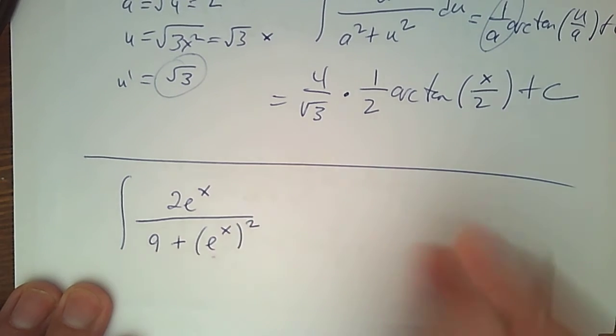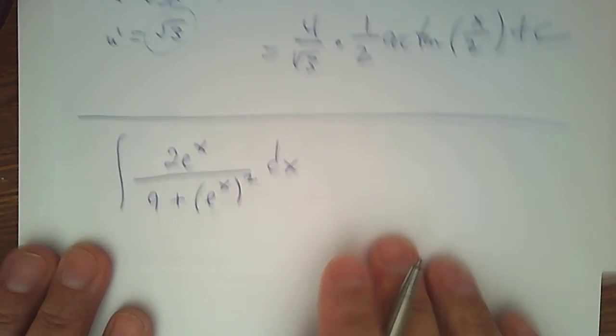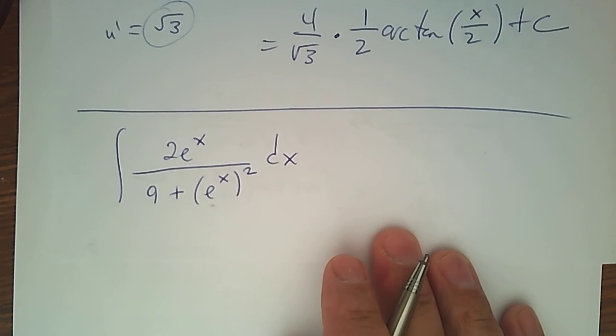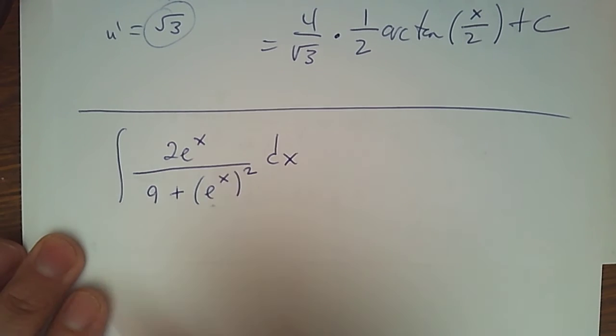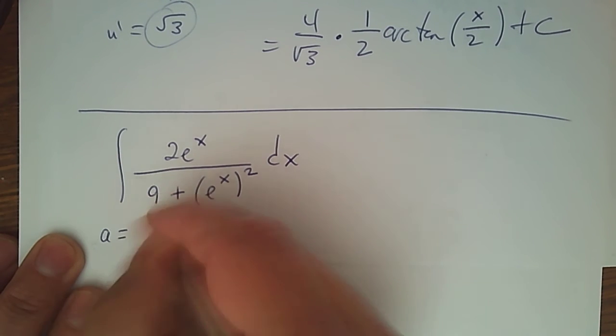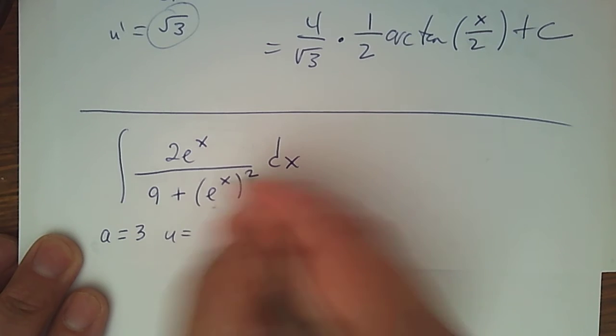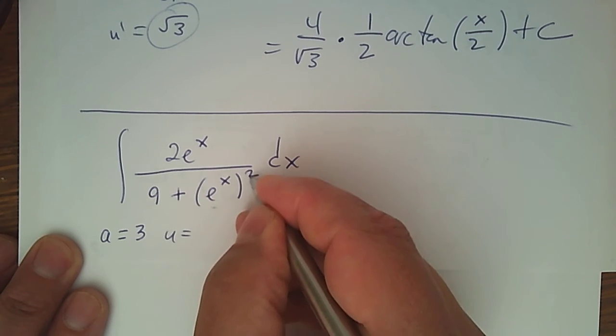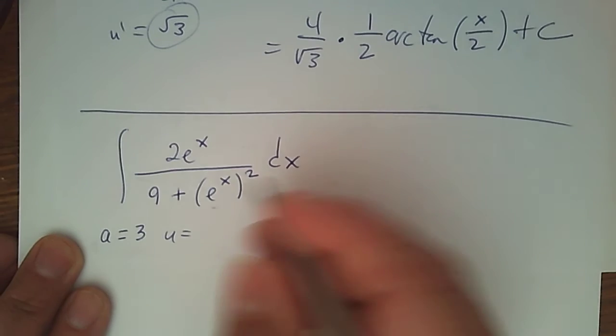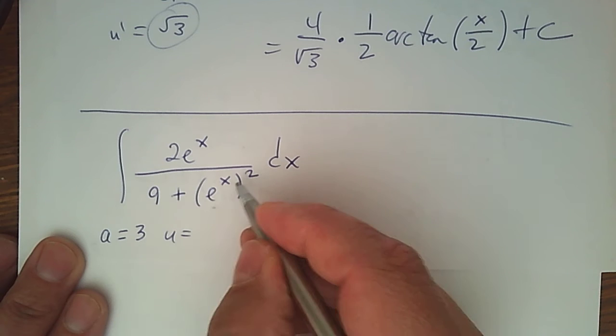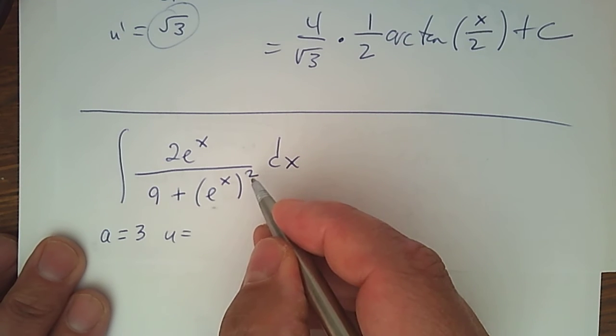All right, write this down. And then if you're confident, press pause and try it. If not, you can work with me. All right, here we go. So in this example, a equals the square root of 9, which is 3. u is the square root of e^(2x), so the square and the square root undo each other. This could also be written as e to the 2x, and it would be the same thing.